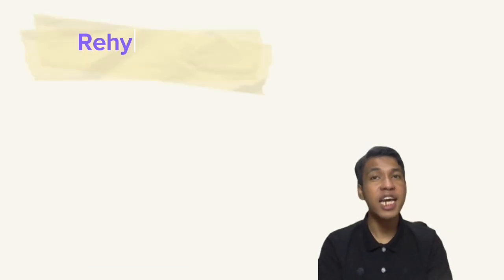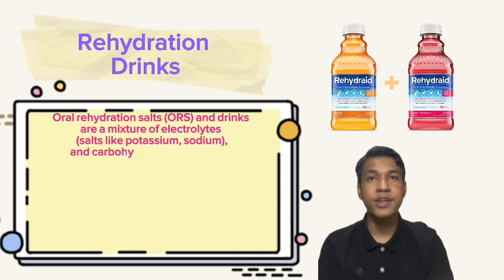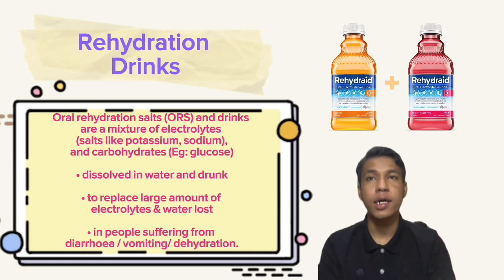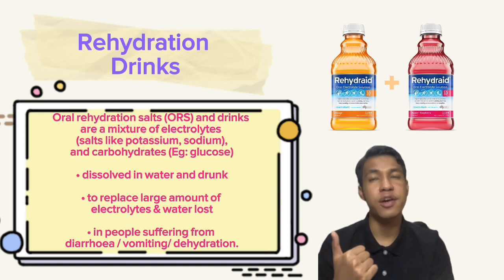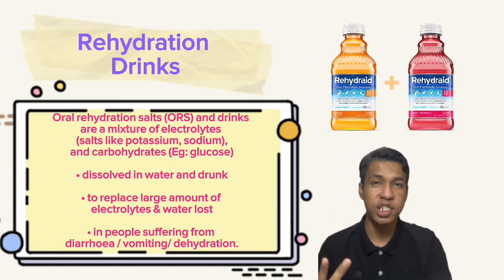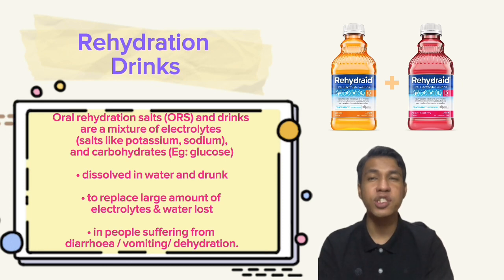Next, we have rehydration drinks. Oral rehydration salt and drinks are a mixture of electrolytes, which are salts such as potassium and sodium, and carbohydrates such as glucose, and they are dissolved in water and drunk to replace large amounts of electrolytes and water lost in people who are suffering from diarrhea, vomiting or dehydration, as it contains the right concentration of water and electrolytes.